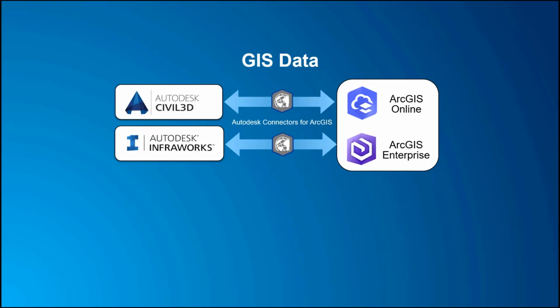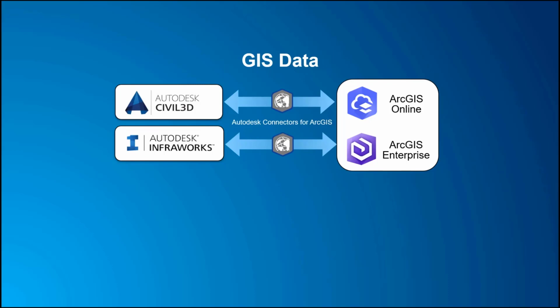Right now, ArcGIS Online and BIM 360 are storing and sharing tons of valuable project data. John showed us how the Autodesk Connector for ArcGIS can be used to bring GIS data into Civil 3D and Infraworks. He's able to edit and save back to the GIS system of record.